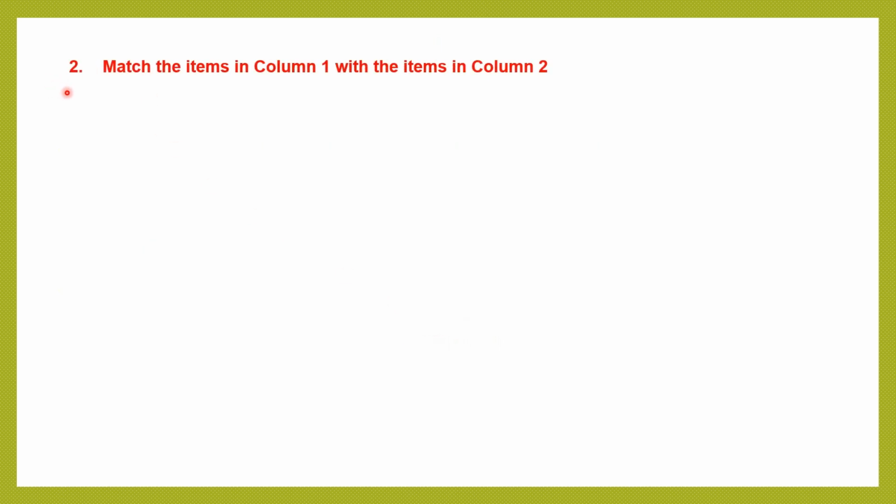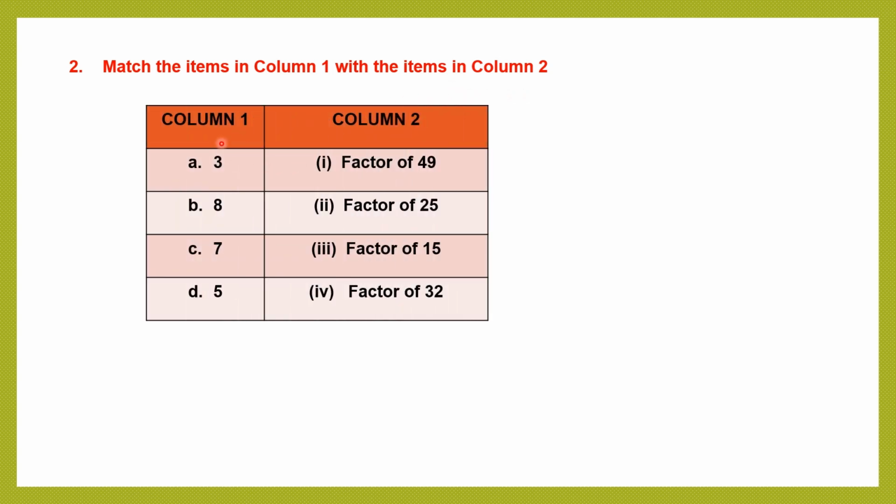Now here in question 2, we are asked to match the items in column 1 with the items in column 2. So here we have column 1 and column 2 and this is about factors. So here the question is 3 is the number and 3 is the factor of which of these numbers? That is when you multiply 3 into something, you will get one of these numbers. Now 3, when you multiply it with any number, you will not get 49. 3 into nothing will give you 25. None of these numbers 49 and 25 are in the tables of 3.